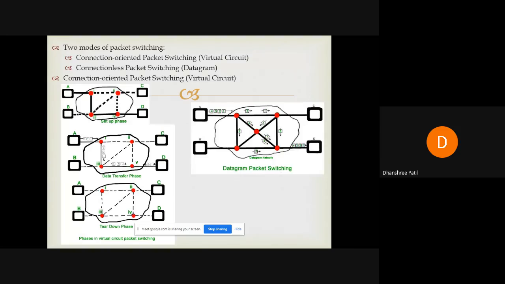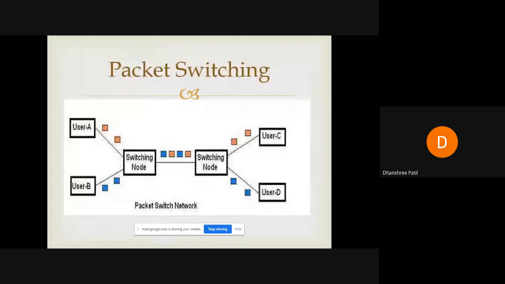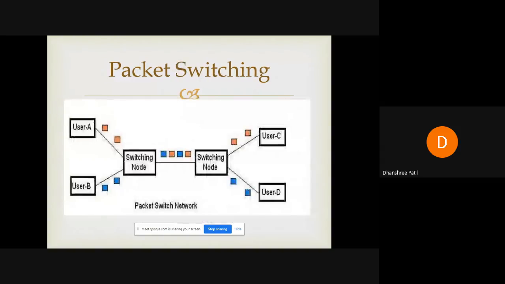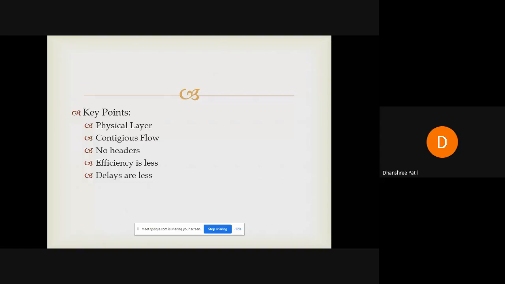Related with the same, circuit switching and packet switching. If we consider these points, packet switching is executed at the network layer. There is no continuous flow because the data is divided into small packets. In packet switching, we require headers because the path is not decided, so any packet can travel by any path, so it should know where to reach. That's why headers are required.